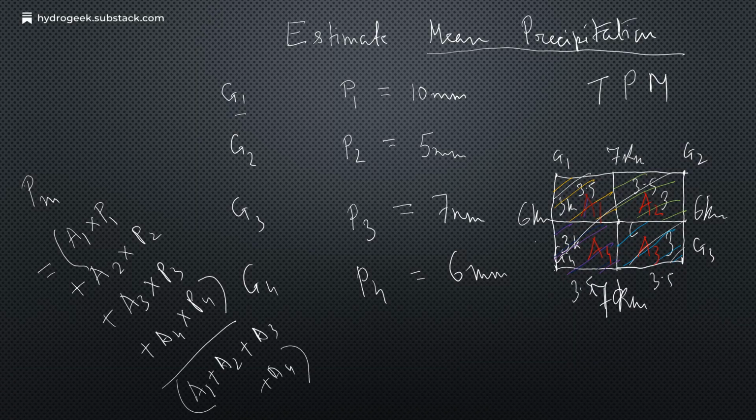So now our next step will be to find A1, A2, A3, A4. Now for A1, you see this is a rectangle, and as is the formula of a rectangle, it is A into B. So if this is A, this is B, you have to multiply A into B. Correct?